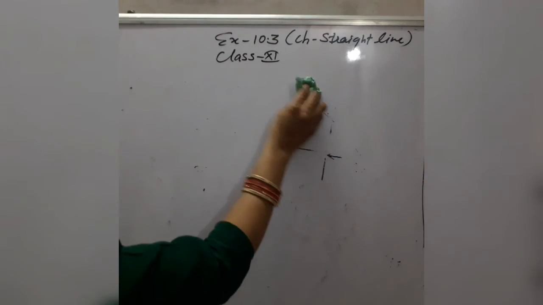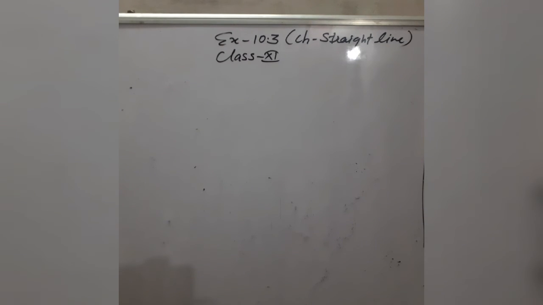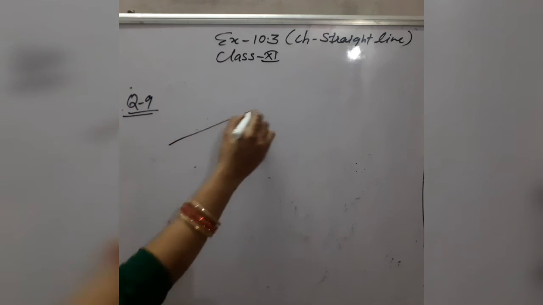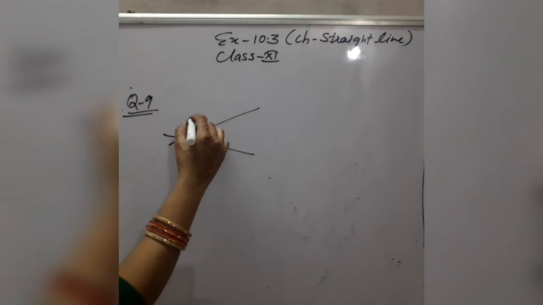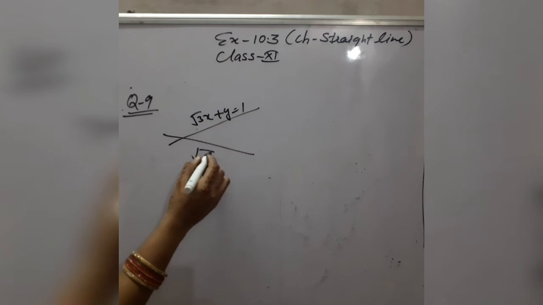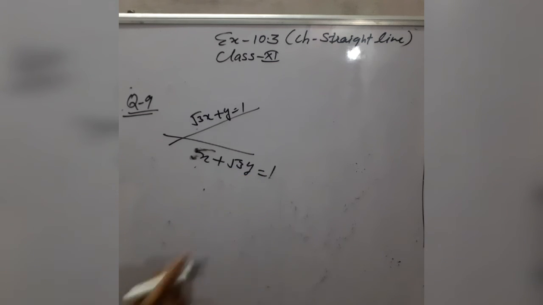Now next, question number 9. In question number 9, find the angle between the lines. Two lines are given to you, the angle between two lines. These two lines are neither parallel nor perpendicular. Let us suppose these are the two lines. The equation of one line is 3x + y = 1. The equation of the second line, x + root 3 y = 1. We have to find the angle between these two lines.